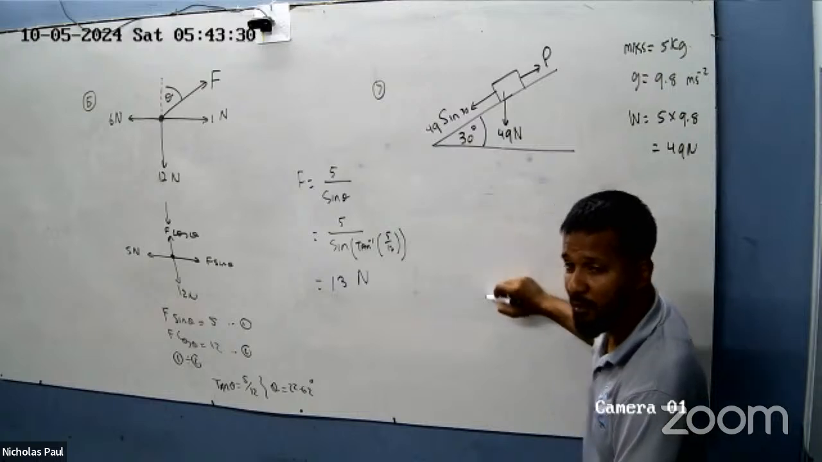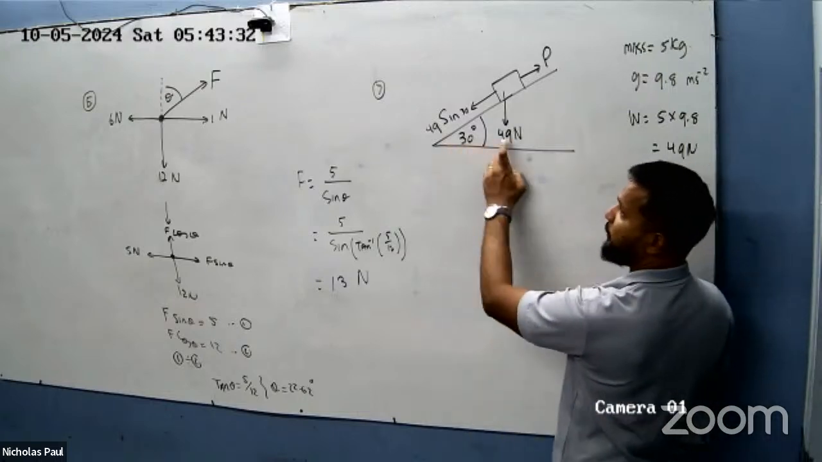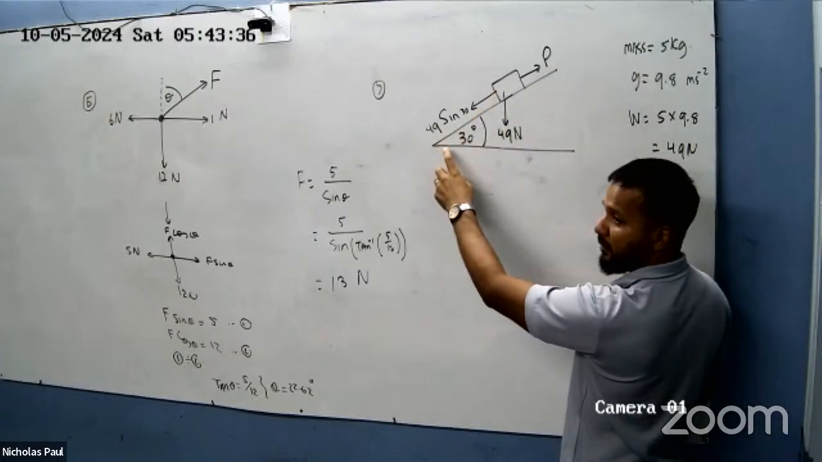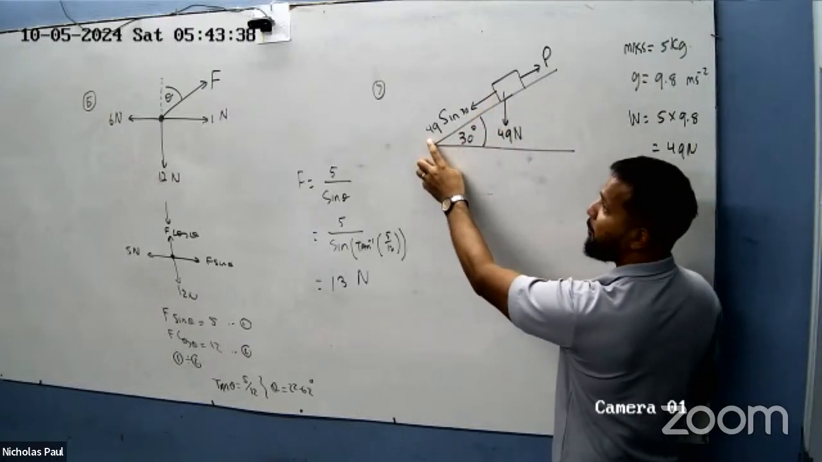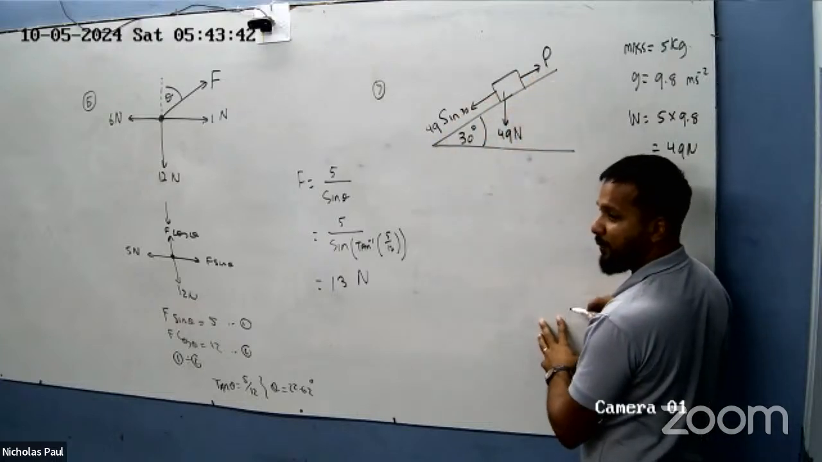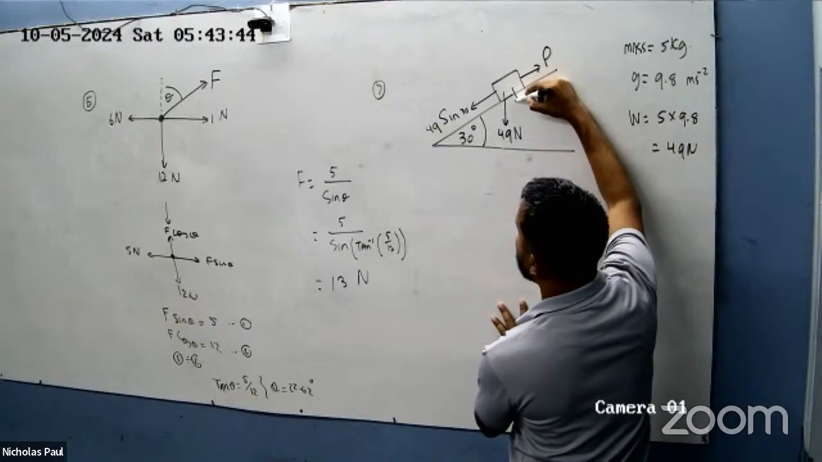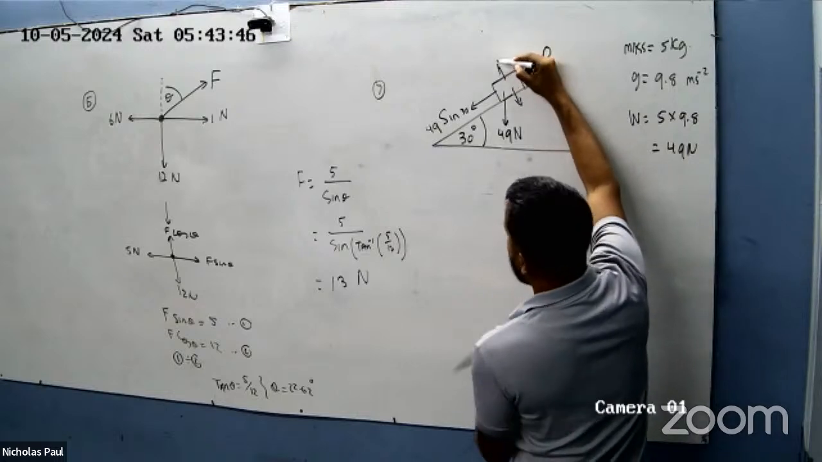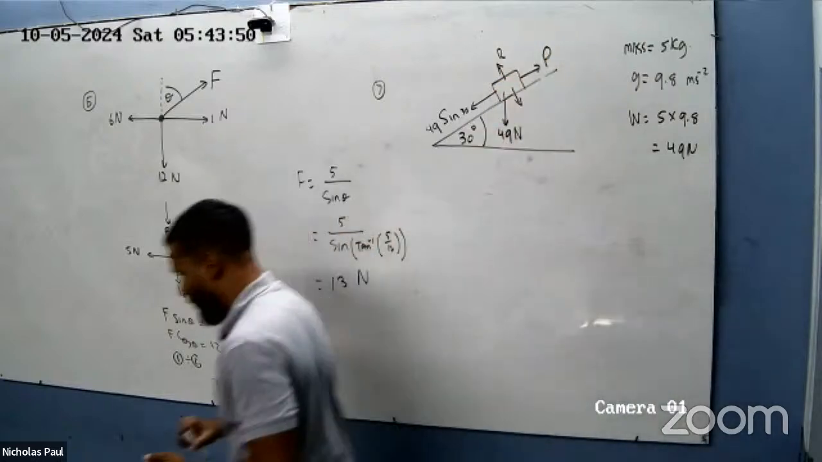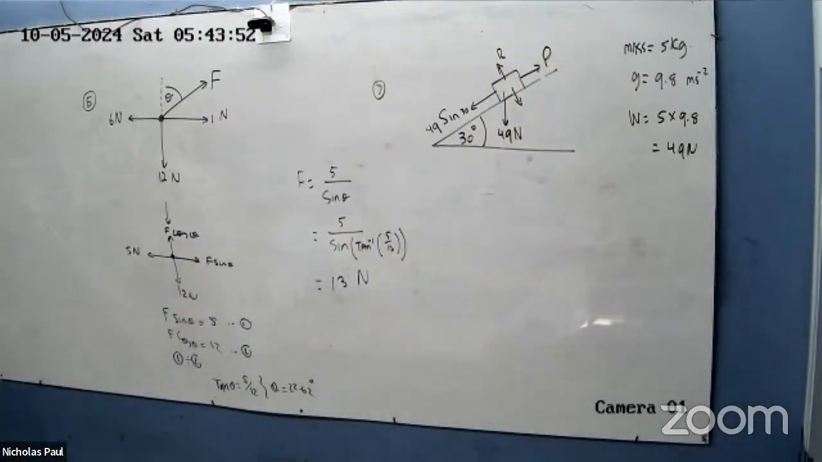Remember, I showed you last week that this 49 newtons has a component parallel to the plane. That component parallel to the plane is equal to P. And the one perpendicular to the plane is equal to R. But I don't really need R right now.